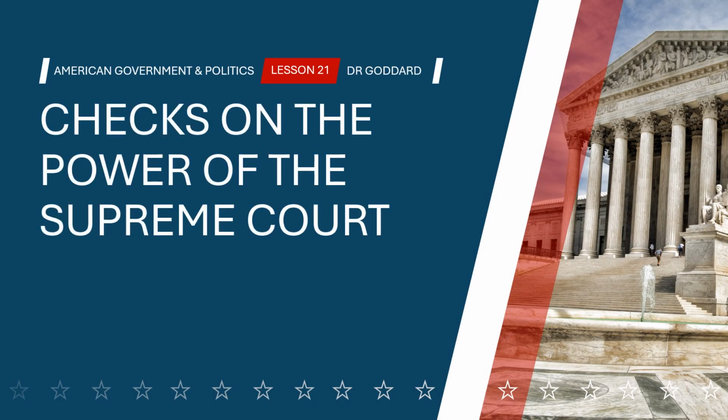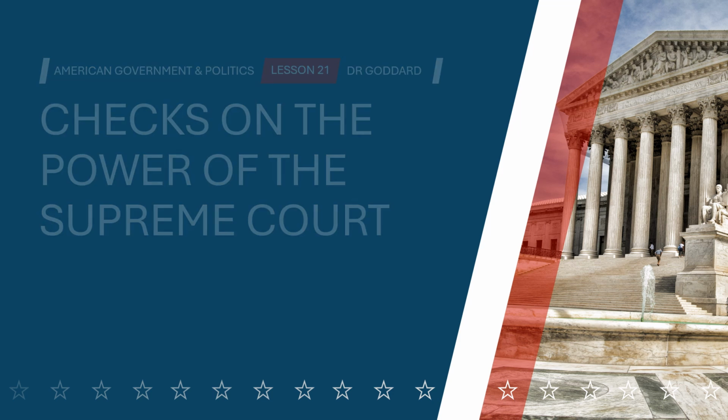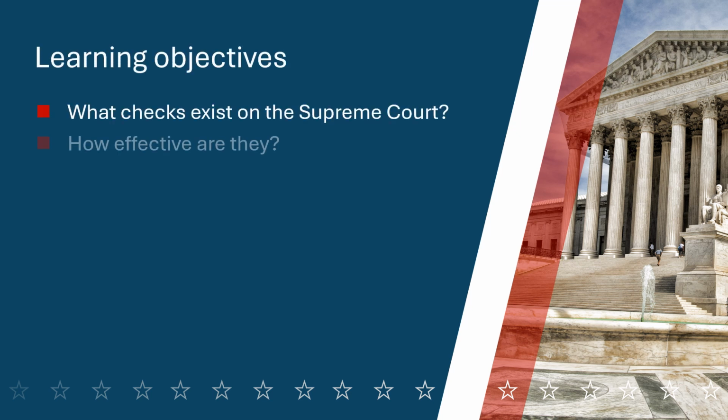Welcome to Lesson 21 in this series, covering American government and politics. In this lesson, we consider presidential and congressional checks on the power of the Supreme Court. By the end of the lesson, you should be able to answer the following questions. What checks exist on the Supreme Court, and how effective are these checks?